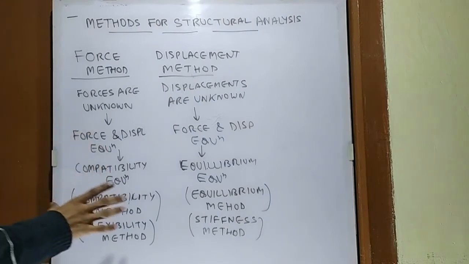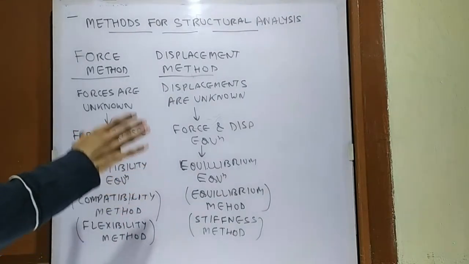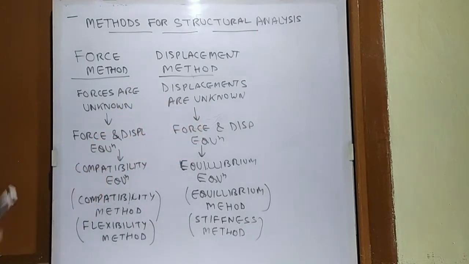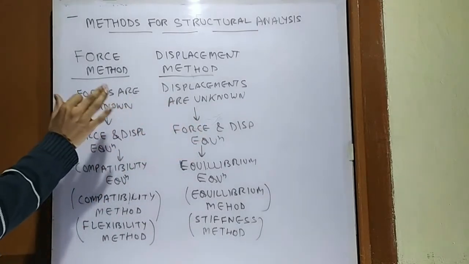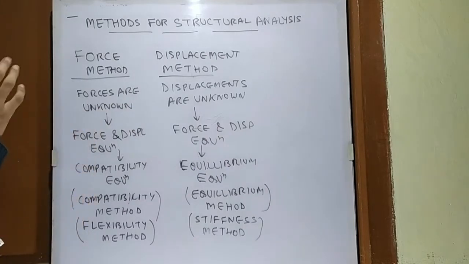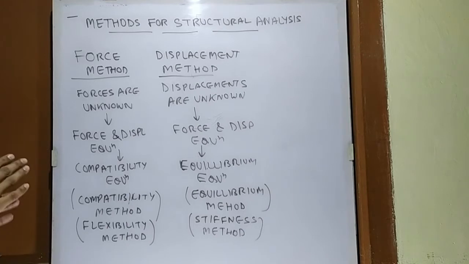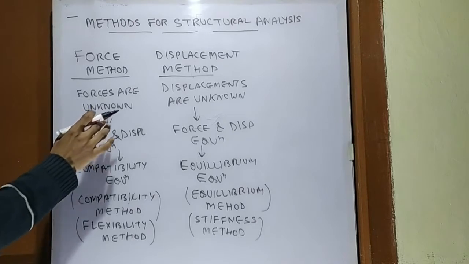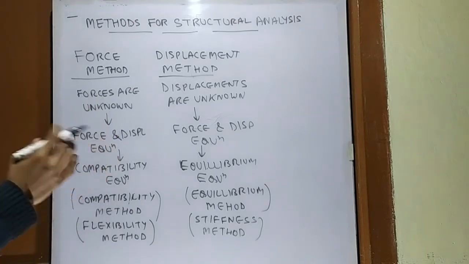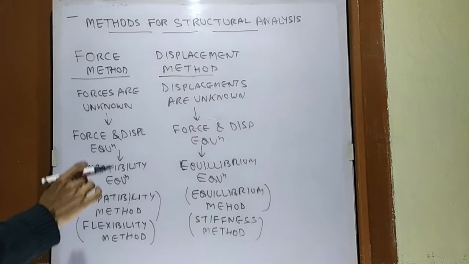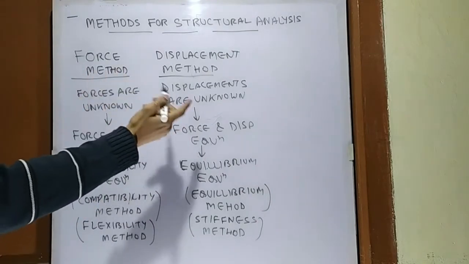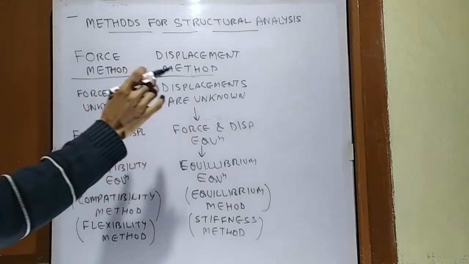Now we will see where we will apply force method and where we will apply displacement method, because in force method the forces are unknown, so this method will be suitable at those positions where the unknown forces are less. Okay, because in any structure there are two things, one is force and the other is displacement. So if in a structure the unknown forces are less, we will apply force method, and if in a structure unknown displacements are less, we will apply displacement method.